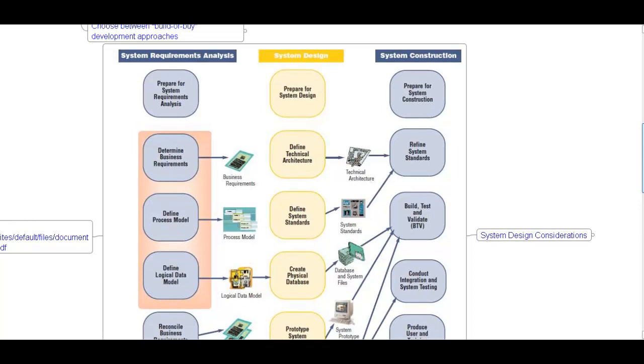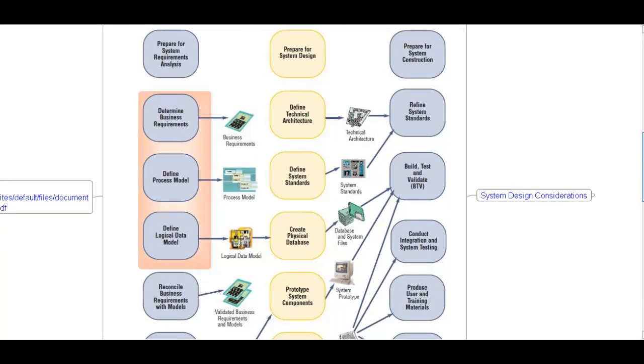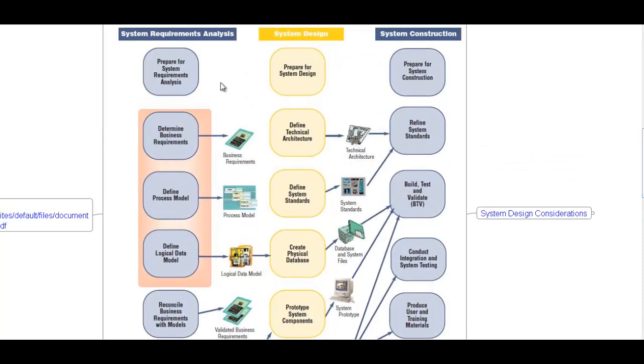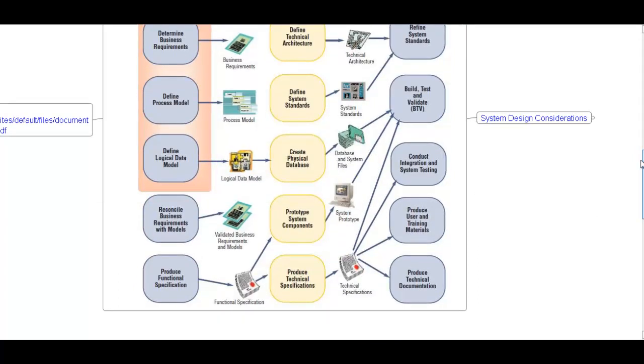We are in the system design phase. The system analysis phase produces the functional specification. In the system design phase, the functional specification helps to create the prototype system component and produce technical specifications.